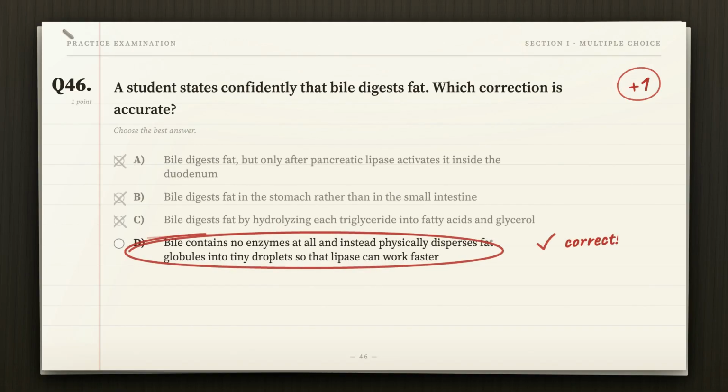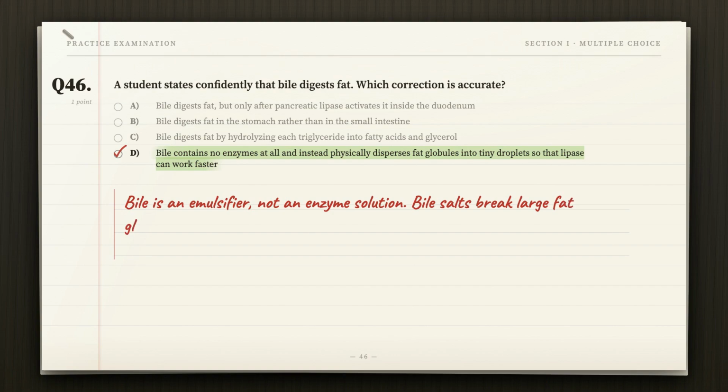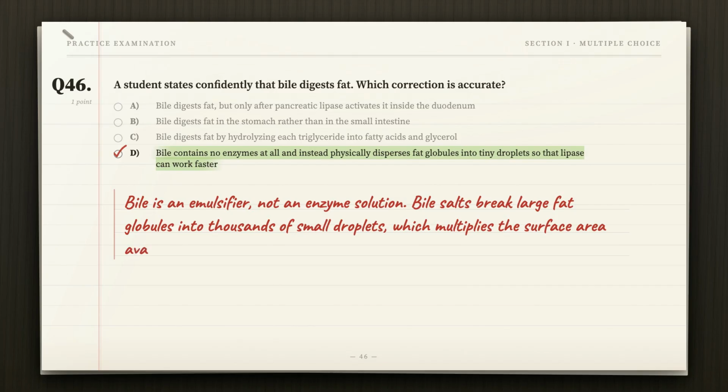Bile contains no enzymes at all and instead physically disperses fat globules into tiny droplets so that lipase can work faster. D is correct because bile is an emulsifier, not an enzyme solution. Bile salts break large fat globules into thousands of small droplets, which multiplies the surface area available to pancreatic lipase without breaking a single chemical bond. The distinction between a physical and a chemical step is the point being tested.